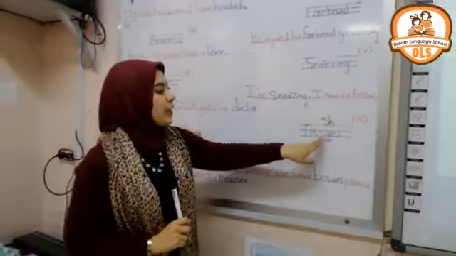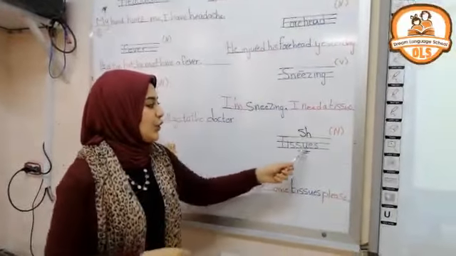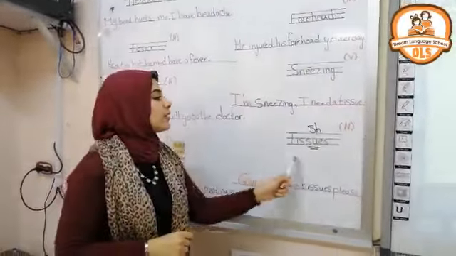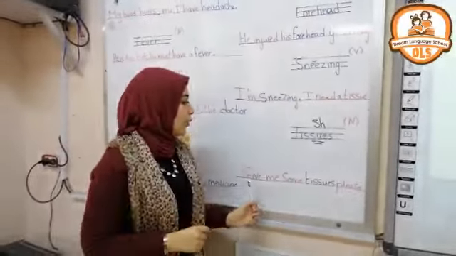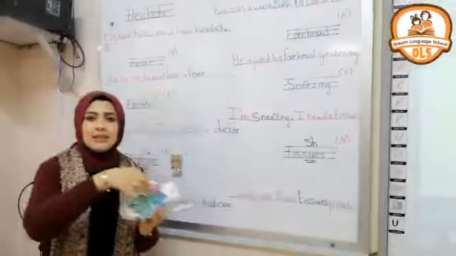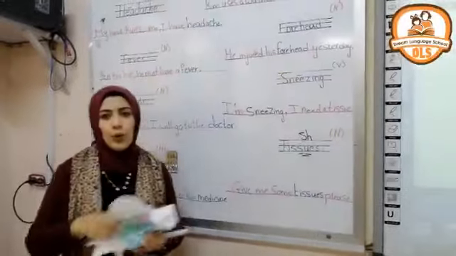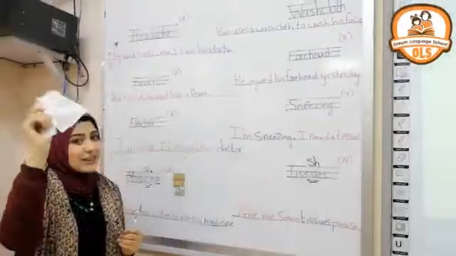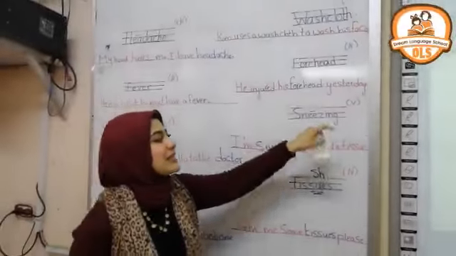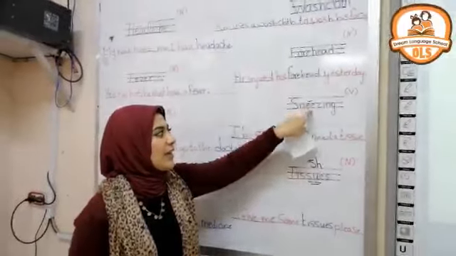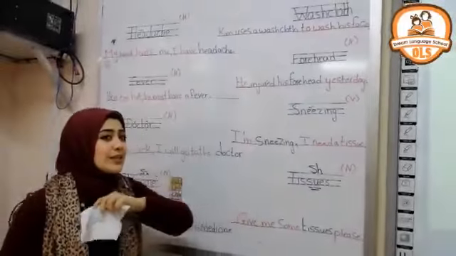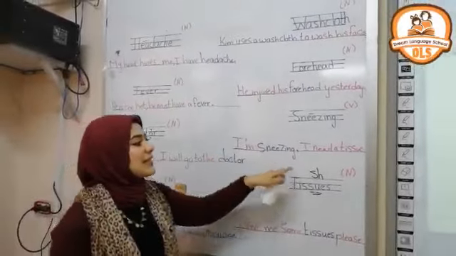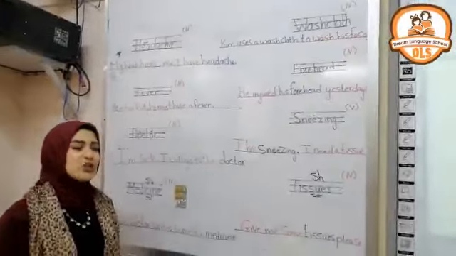And I have here dishes. Look here, I have S-H. When I have S-H, I say sh. Dishes. So, give me some dishes, please. This is dishes. Okay? And when I'm sneezing, I need a tissue. So, sneezing. Long E here. What is sneezing? Can you act sneezing? So, I'm sneezing. I need a tissue.